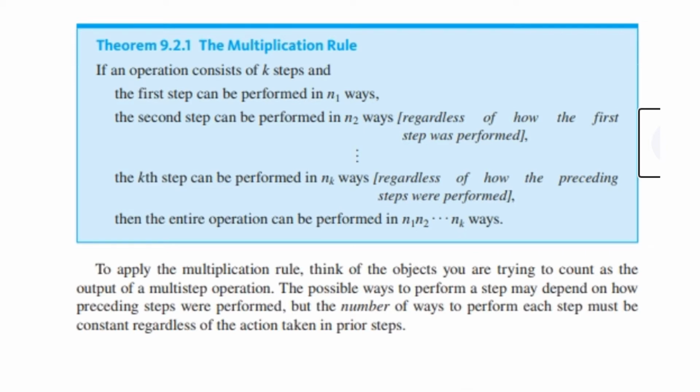To apply the multiplication rule, think of the objects you are trying to count as output of a multi-step operation. The possible number of ways to perform a step may depend on how many preceding steps were performed, but the number of ways to perform each step must be constant, regardless of the action taken in the prior steps. Please think about this.